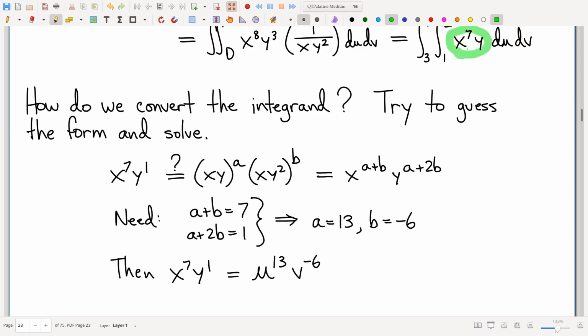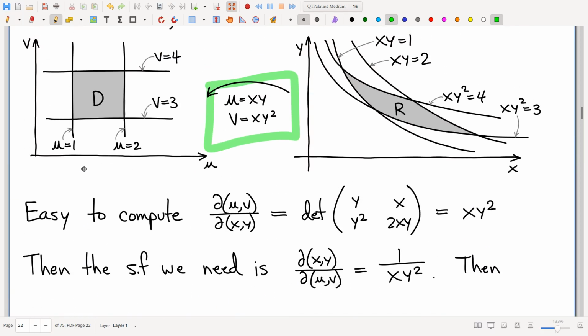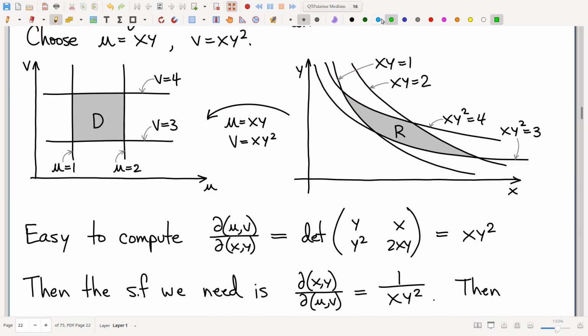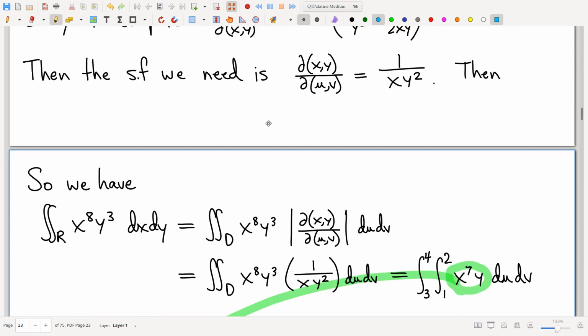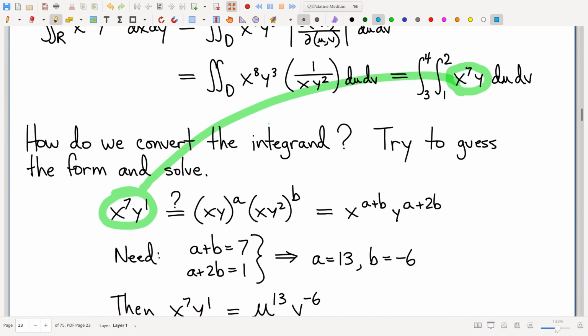My integrand is a product of powers of x and y. I need to write that in terms of u and v. Wait a minute, u and v are products of powers of x and y. Okay, so what that means is I want to write this product of powers of x and y in terms of these two other products of powers, products of powers of x and y.